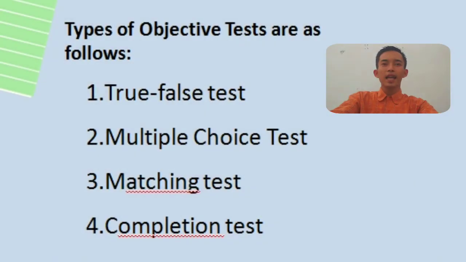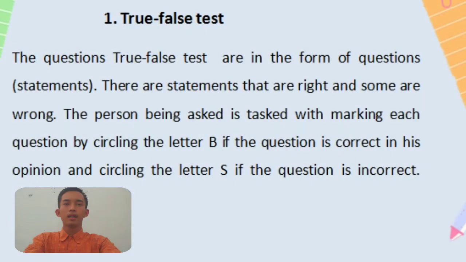Now, the types of objective tests are as follows. First, the true-false test, second, the multiple choice test, third, the matching test, and the last, the completion test. In the first, the true-false test, the questions are in the form of questions or statements. There are statements that are right and some are wrong. The person being asked marks each question by circling the letter B if the statement is correct, and circling the letter S if the statement is incorrect.